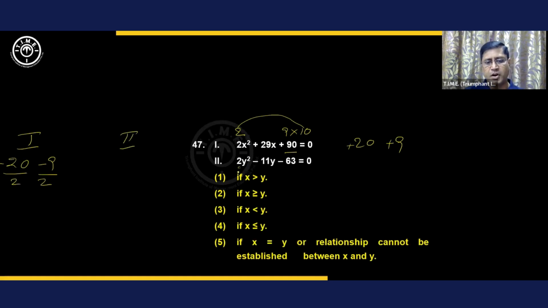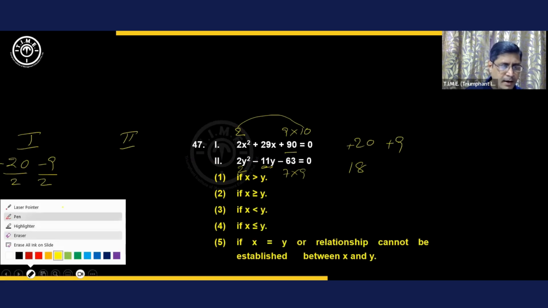Now look at the second one. 2y square means I'm taking 2 here. 63 means 7 into 9. What is the result? The result, the middle term, is minus 11. How to get the value? 9 into 2, that is 18, and 11. The difference of these two is equal to how much? 7. The difference, sorry. Here 18 and 7. A small correction here: 18 and 7.